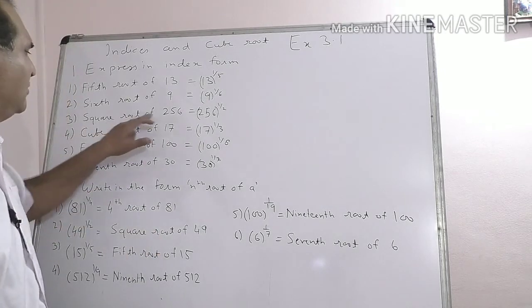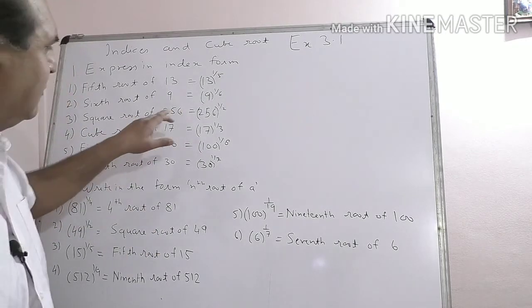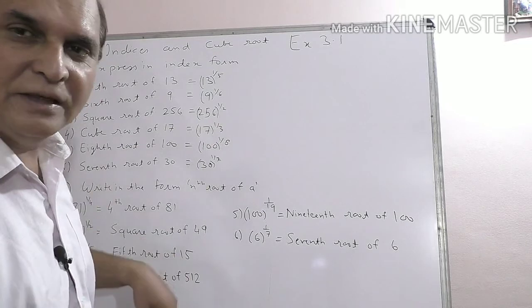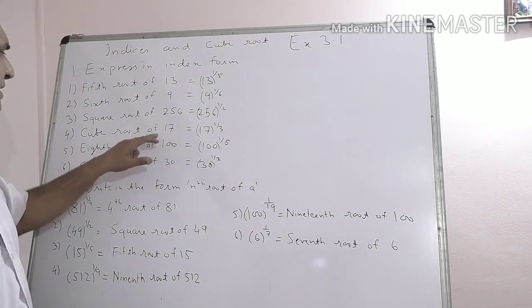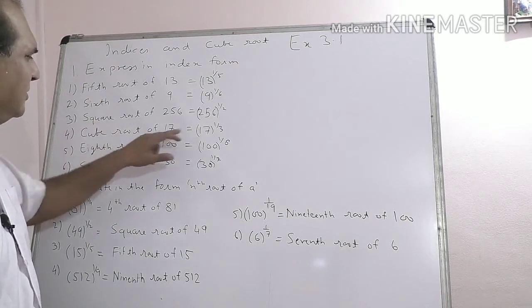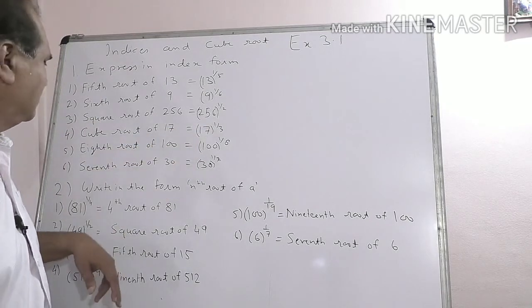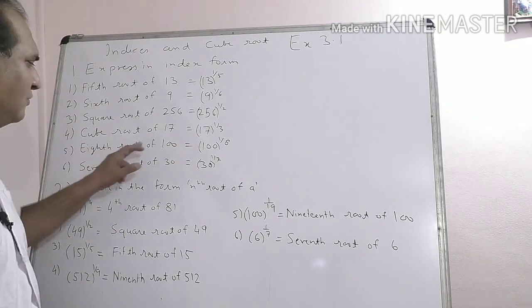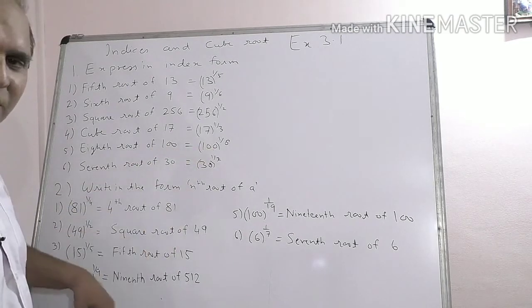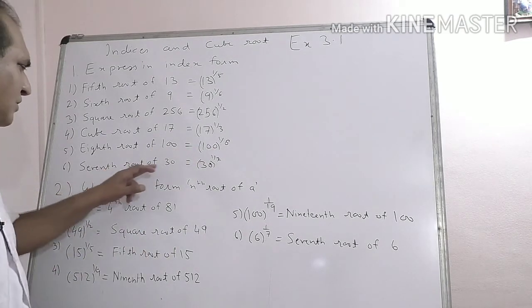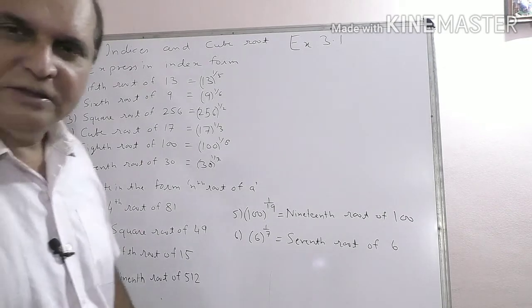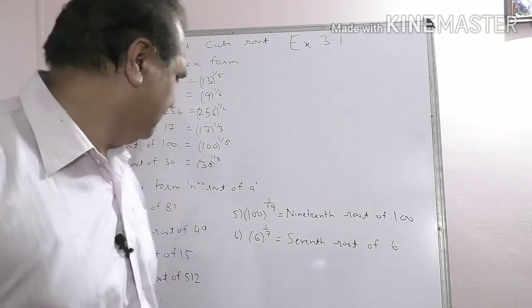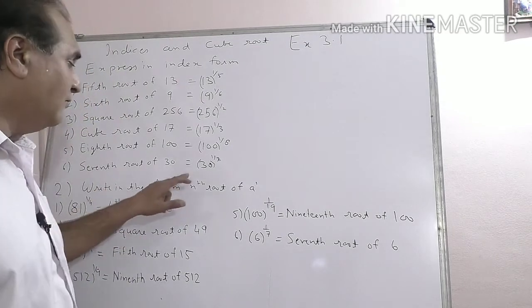Square root of 256. Square, you just write 256 raised to 1 upon 2. Okay. Cube root of 17. For square and cube it is like this only, 17 raised to 1 upon 3. 8th root of 100: 100 raised to 1 upon 8. 7th root of 30: 30 raised to 1 upon 7. Understood? So simple. Write in the form of nth root of a.